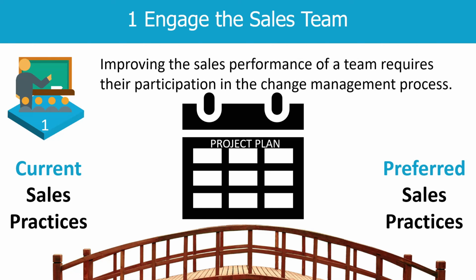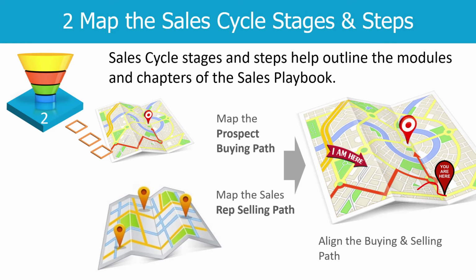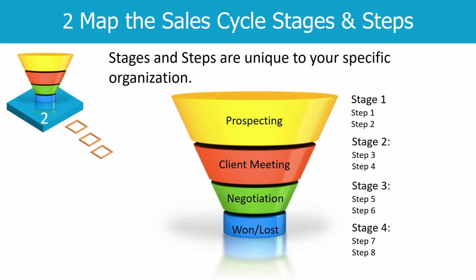Now let's talk about Step 2 in the program. Step 2 is the sales cycle stages. So we outline the stages and steps of your team's sales cycle. The sales cycle stages and steps help outline, as I mentioned earlier, the modules and chapters of the sales playbook. This funnel probably looks familiar to you, but the devil is in the details.